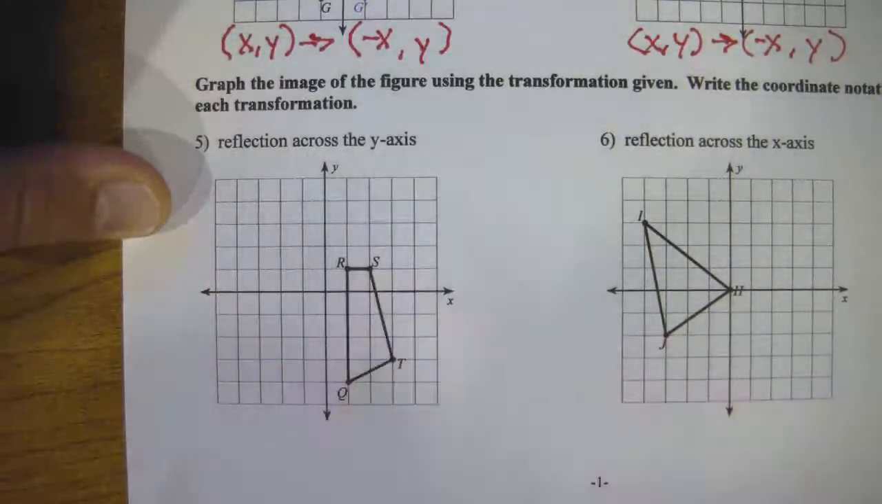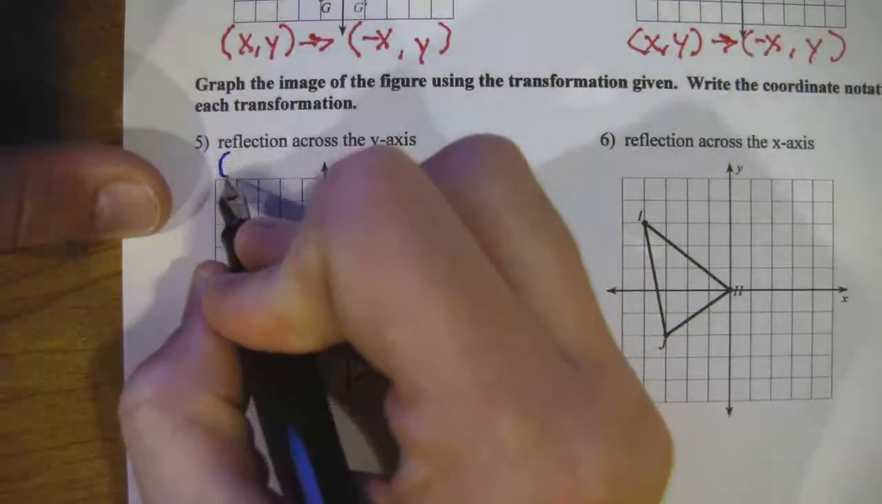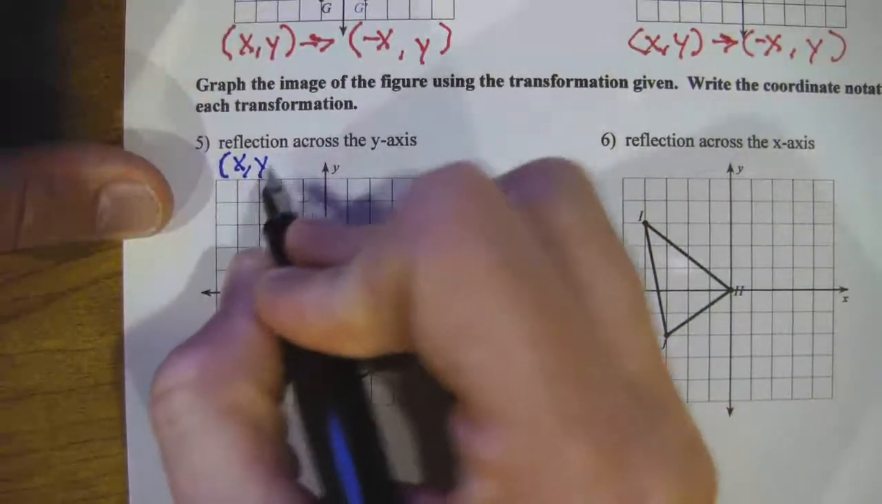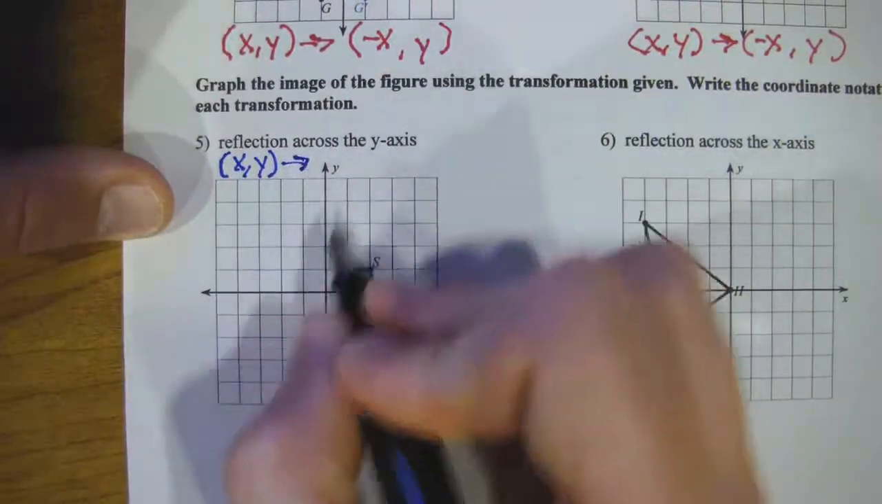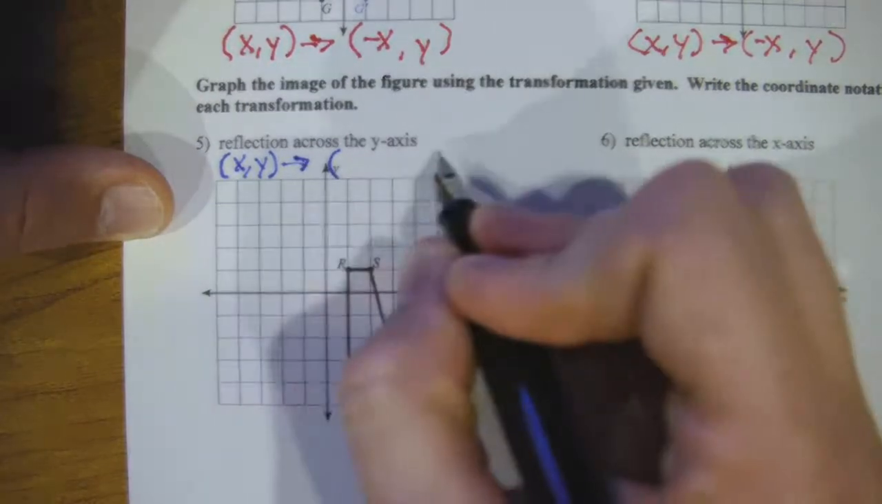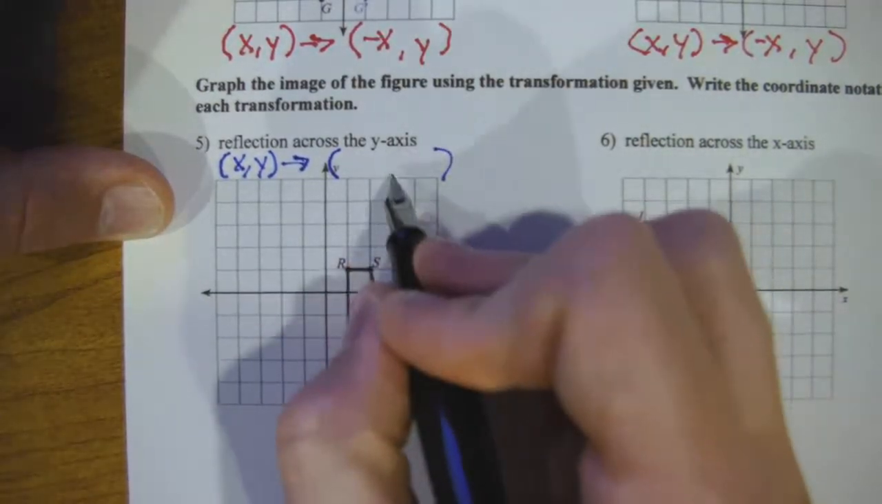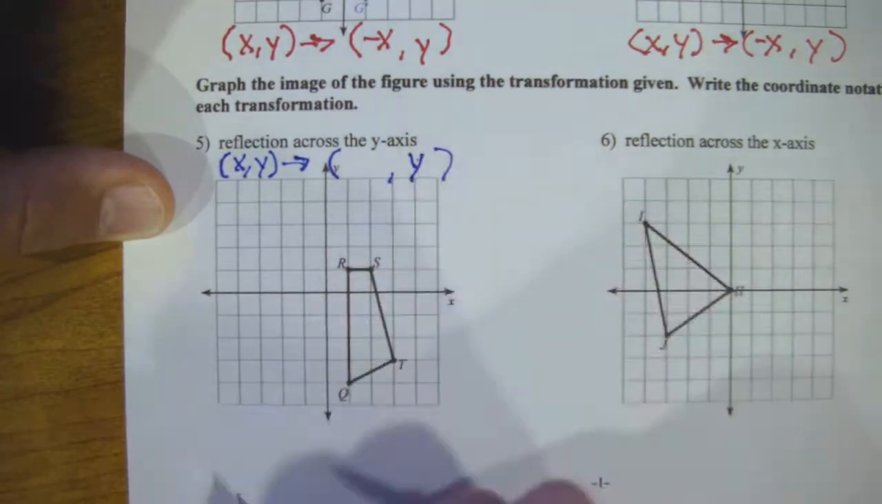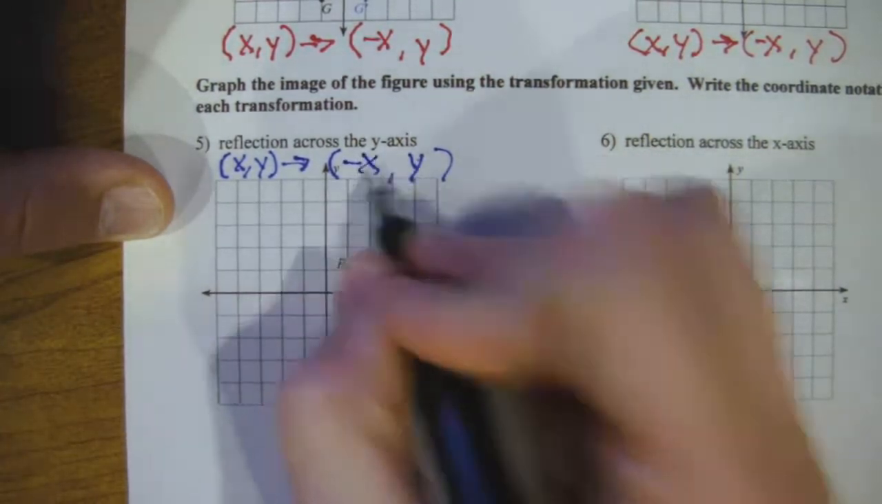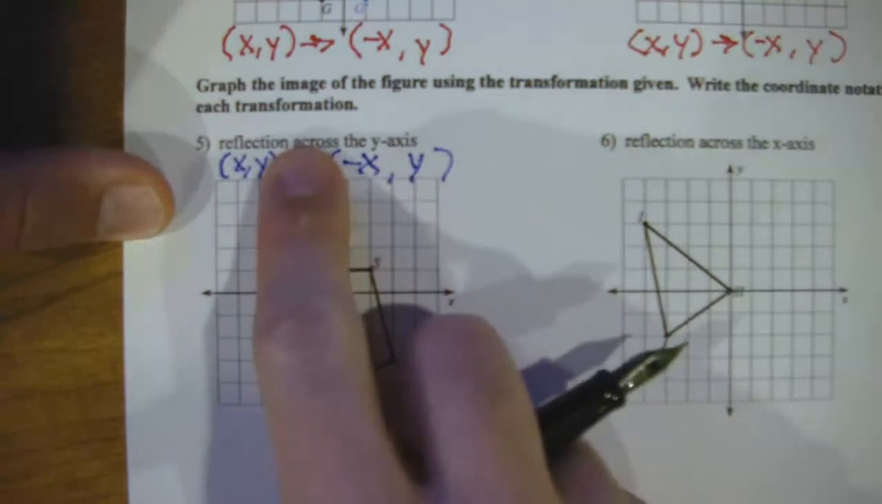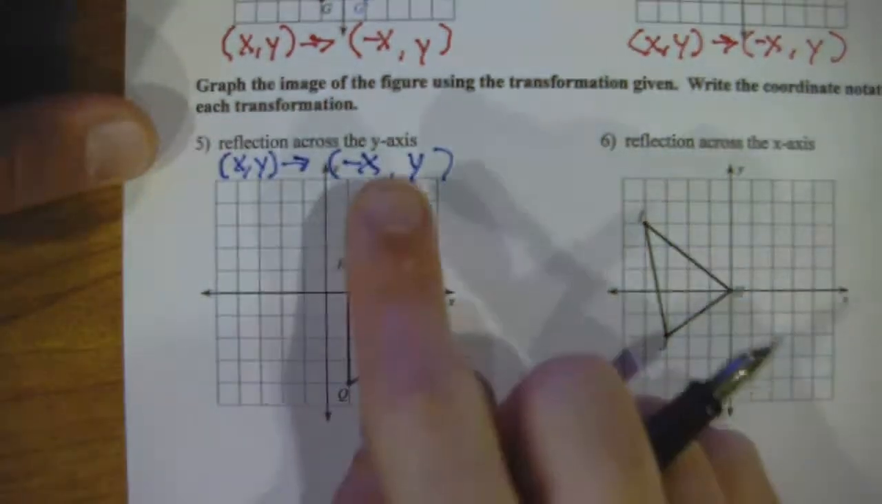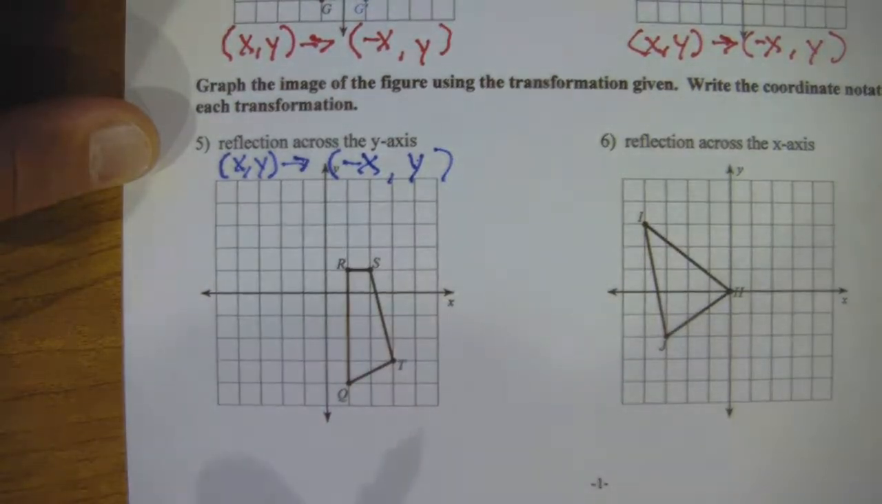Reflection across the y-axis. So my coordinate notation for this, x's and y's are starting out. There's our arrow to represent we're going to change them. And remember, if we're going over the y-axis, then the y would stay the same and x becomes opposite. So that's the coordinate notation for reflections across the y-axis. You will want to memorize these coordinate notations, folks, by the way.